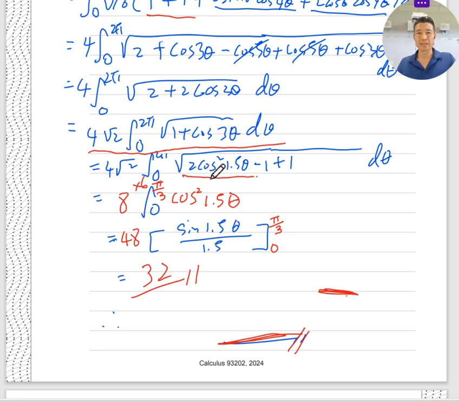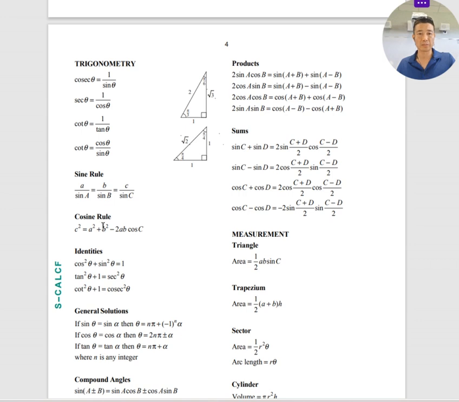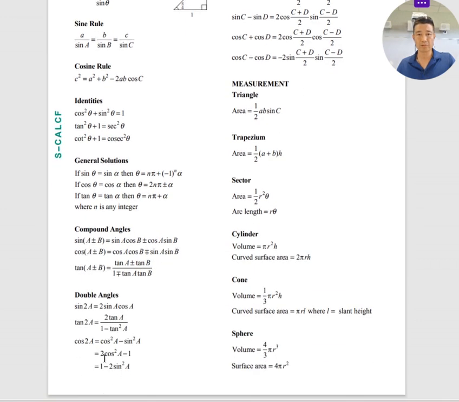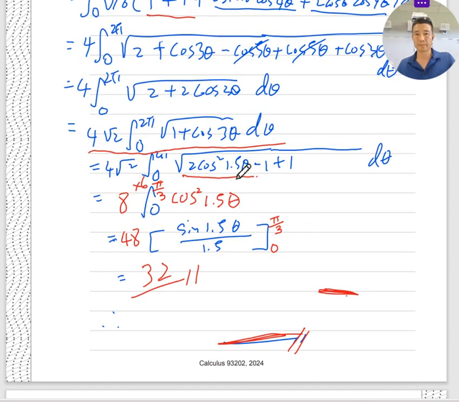And next line I made a mistake, but I fix it now. So cosine 3 theta becomes 2 cosine squared 1.5 theta using double angles. So right there, yeah, I use this. And I have a 1, so minus 1 plus 1 cancel each other. So what's left is square root of 2 times the square root of cosine squared 1.5 theta. So square root of 2 and square root of 2 becomes a 2, times 4 is 8, right? And then cosine squared 1.5 theta as a square root.